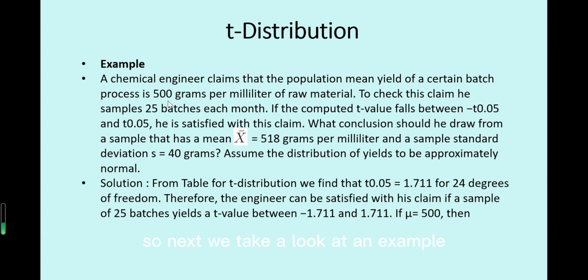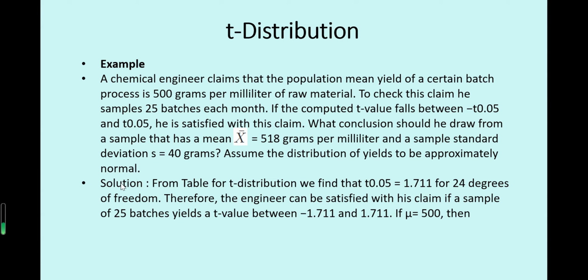Next we take a look at an example. A chemical engineer claims that the population mean yield of a certain batch process is 500 grams per milliliter of raw material. To check this claim, he samples 25 batches each month. If the computed t-value falls between minus t0.05 and t0.05, he is satisfied with this claim. So what conclusion should he draw from a sample that has mean 518 and standard deviation 40? Assume the distribution of yields to be approximately normal.